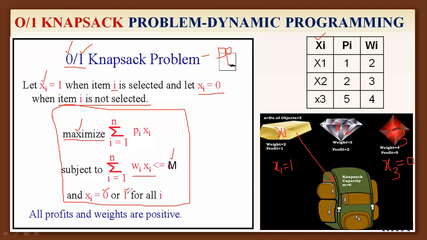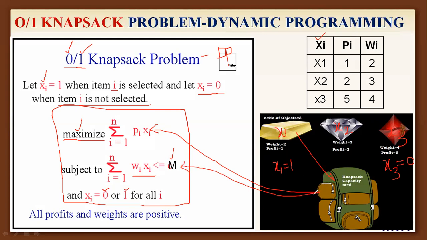Here all profits, weights, and the capacity of the knapsack are positive. This is the given problem. From the given problem, we need to fill the bag. The main objective is to fill the bag with the possible or available items. Three items are there. Fill the bag with the possible items. The condition is to maximize the profit. You can get the maximum profit subject to the size of all items which you can fill in the bag.